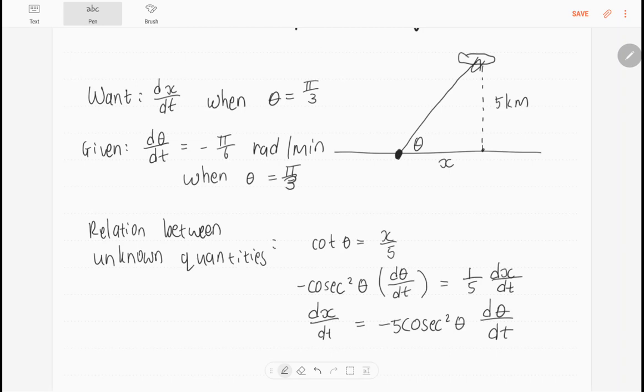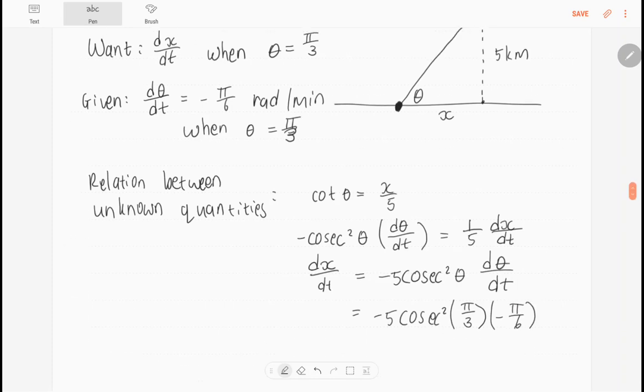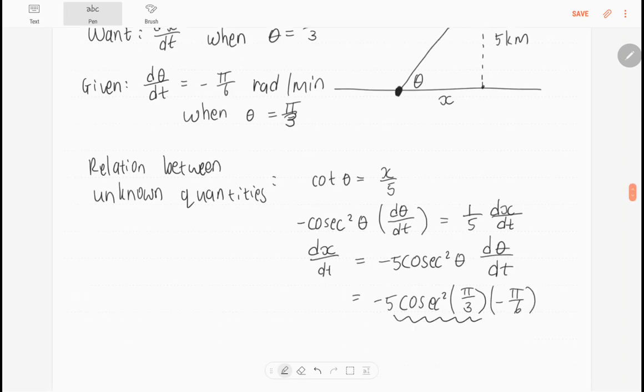Okay, so now we just want to substitute in our values. So what we get is minus 5 cosec squared of pi over 3. Remember, we are looking for dx/dt when theta equals pi over 3. And then we have d theta/dt at that moment, which is minus pi over 6. So let's just quickly look at cosec squared of pi over 3. I'm going to draw a quick triangle here. This is pi over 3, pi over 6, and this is root 3, 1, 2.